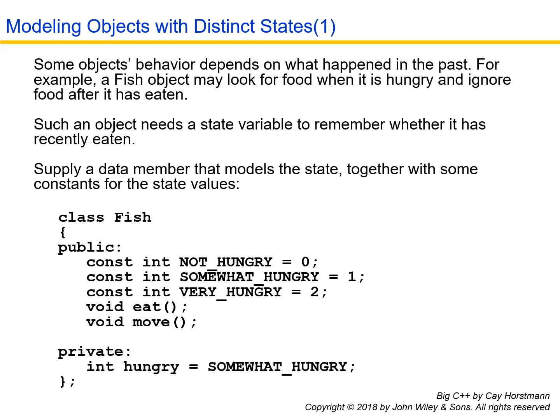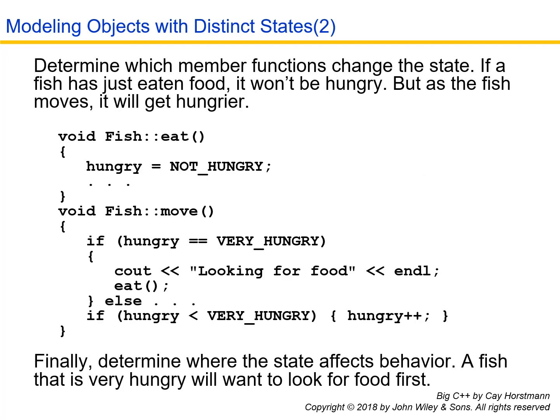Another example is simulating objects that have distinct states. For example, you might simulate fish in an aquarium. They might be not hungry, somewhat hungry, or very hungry. When you call fish eat, hungry becomes not hungry. When you call fish move, if hungry is very hungry, we go looking for food and then we call eat. Else, if hungry is less than very hungry, we just hungry plus plus.